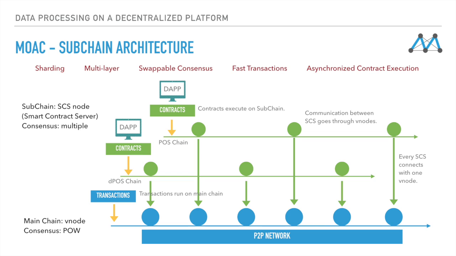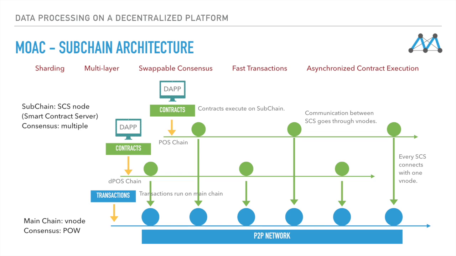This whole structure is to support a way to run only balance transfer transactions on the main chain, and then run all the contracts on the subchain. You can have multiple contracts running on the same chain, or you can basically create a subchain for every contract. However you want to do it, this whole system is supporting it.